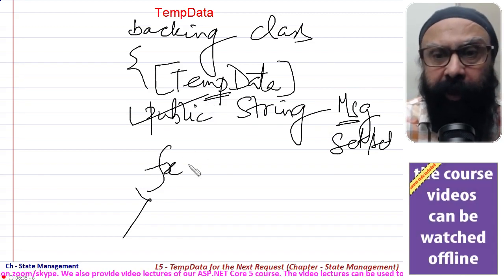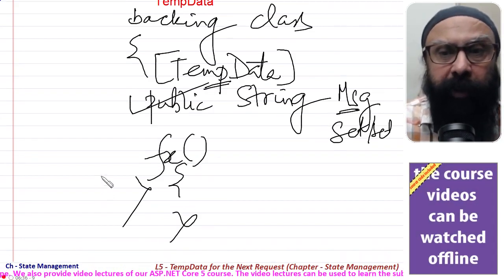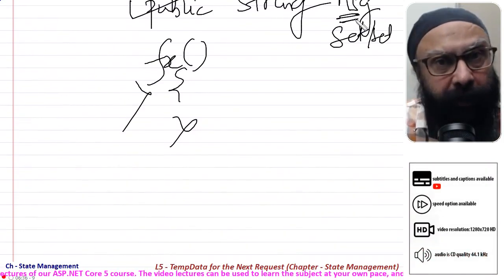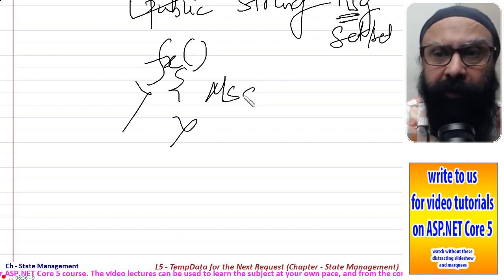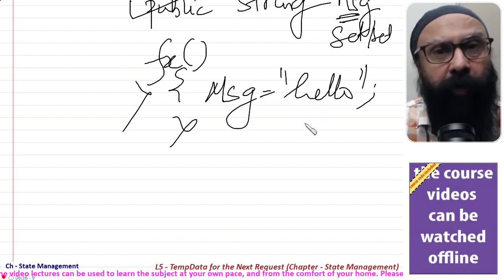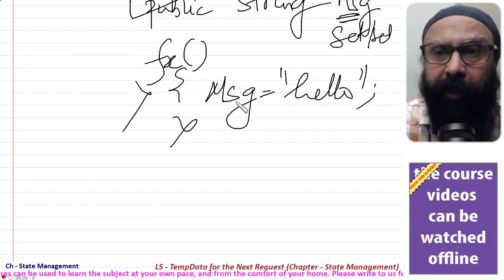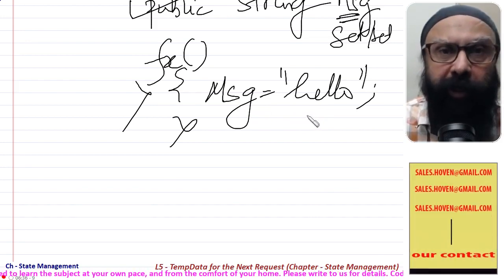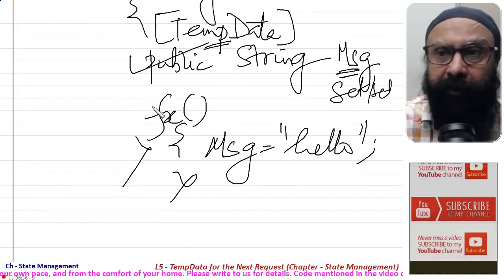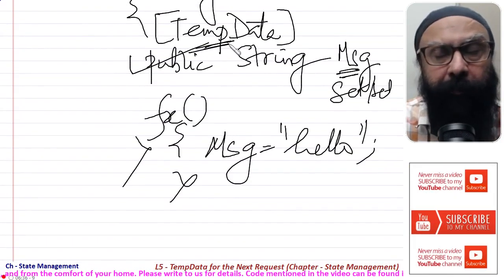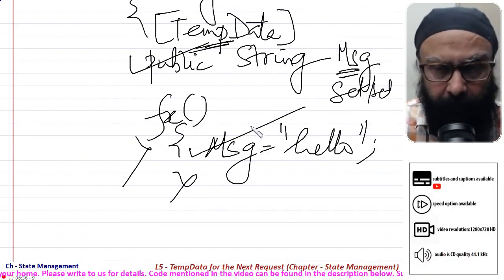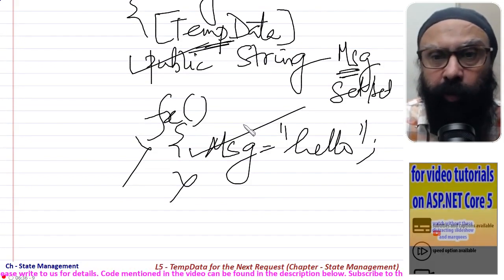Now in some function, let us say fx, and we would like to store some information into this msg. It is as simple as writing msg is equal to hello, or you can store whatever object you want there. Maybe a complicated object can also be stored. As simple as that: mark a property TempData and put some data into it. It goes into TempData. Now on another page, how to read this?